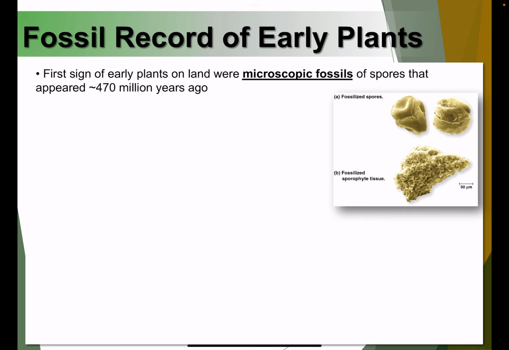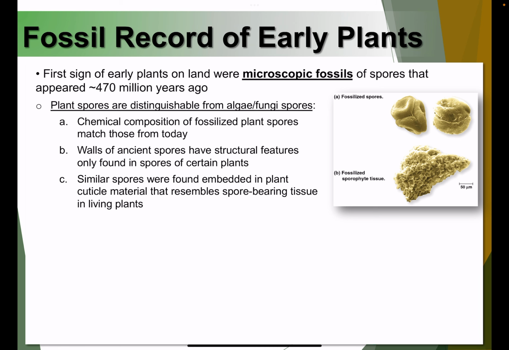All right, in wrapping up the topic of how plants have evolved from algae, scientists have discovered some of the first signs of early plants on land, where microscopic fossils of spores started to appear around 470 million years ago. Well, you might say, how can you tell that the fossilized spores that were found somewhere on Earth were actually from a plant and not from an algae or a fungi for that matter? So here are some of the ways scientists can tell.